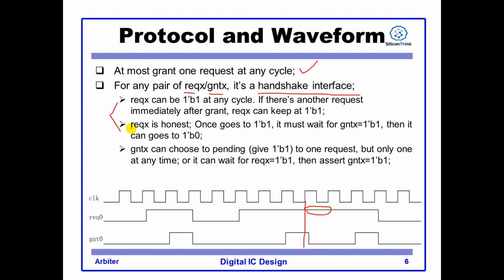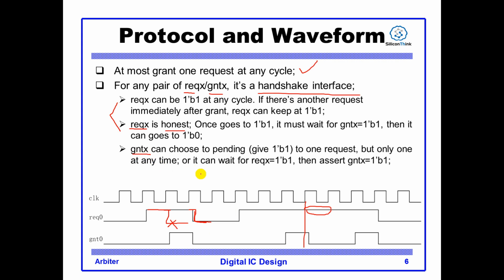And the request must be honest. That is, once you assert request, it must be kept high until there is a grant. Then you can go to the inactive state. You must be honest. So in this case, if the request is dropped at this point, this is illegal.